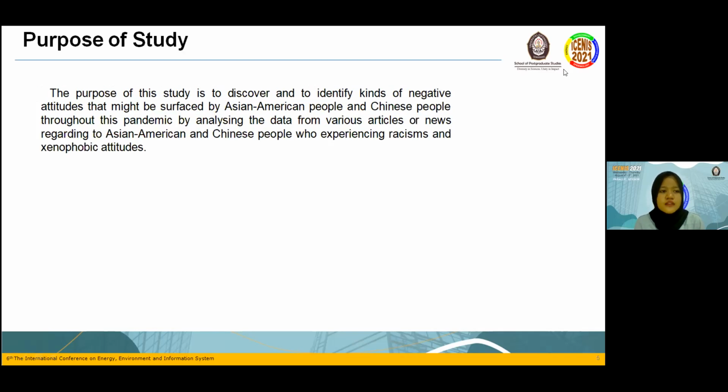Purpose of study. The purpose of the study is to discover and identify the kinds of negative attitudes that Asian American and Chinese people might have faced throughout this pandemic, by analyzing data from various articles and news regarding Asian American and Chinese people who are experiencing racism and xenophobic attitudes.